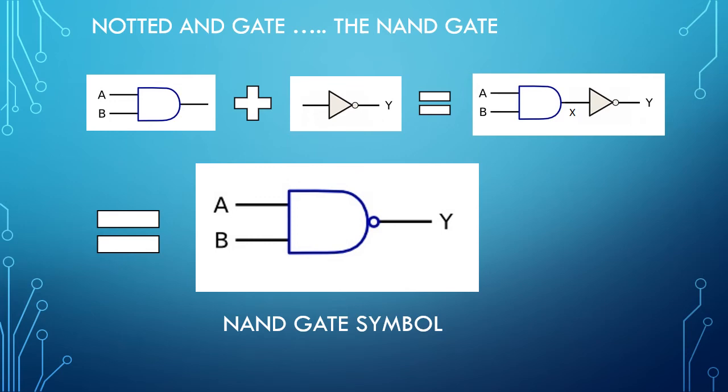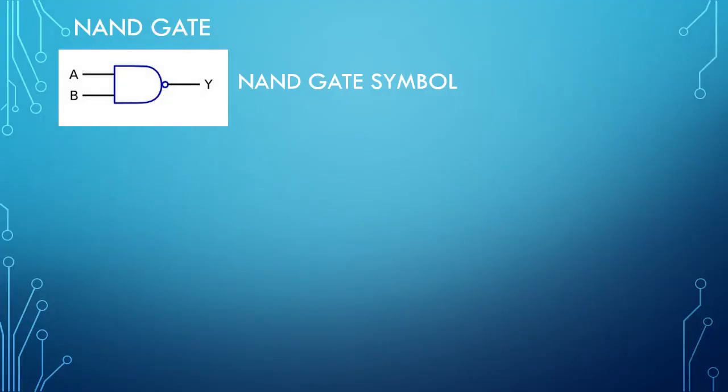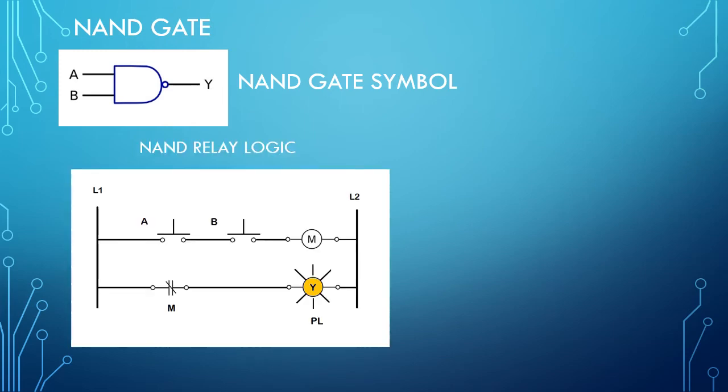So let's take a look at the relay logic and the truth table associated with this particular gate. Here we have our NAND gate. Again, it's an AND gate, A and B on the input, a rounded output, and an inversion bubble on the output so that we know that it's a NOTed AND gate. The relay logic is very similar to the AND gate, but we've traded out the normally open contacts on the second line feeding the light for a normally closed set of contacts. So now the light is always on.